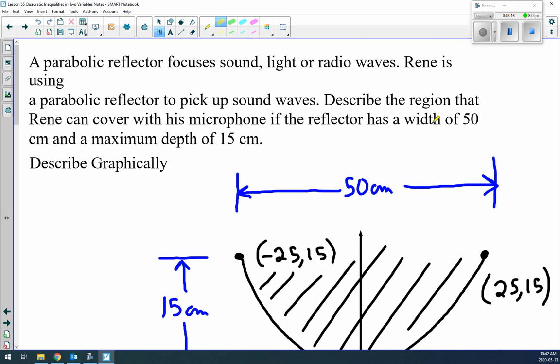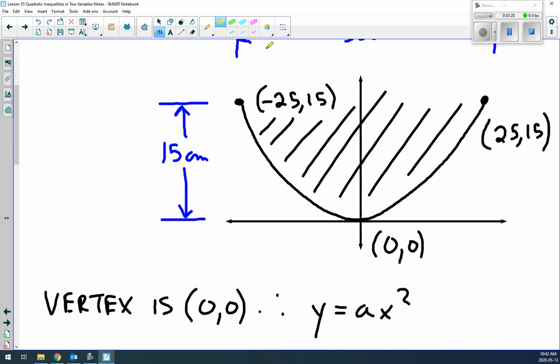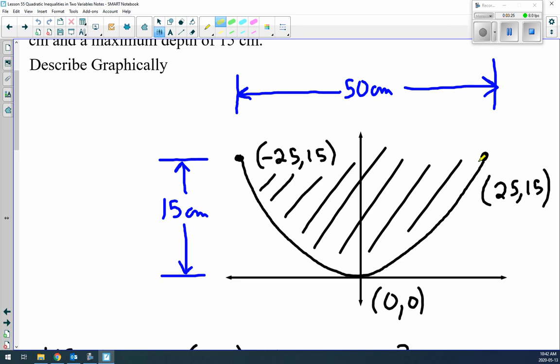It gives us a couple things. It says the reflector has a width of 50 centimeters and a maximum depth of 15. So if we graph this, there it is in quadrant 1 and 2. If it's a width of 50, then we know this point is 25, depth of 15. This one is negative 25, depth of 15. So we can figure out the 2 points, and we get an actual parabola like this.